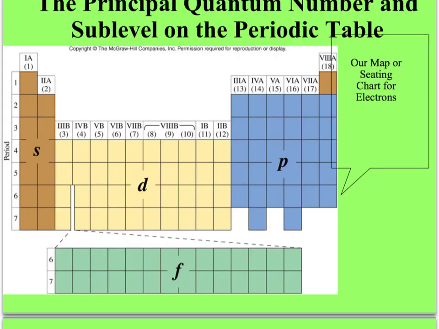Okay, if you look here, this is showing you those different orbitals that we just talked about. This is like our map or seating chart for the electrons. So you'll see there in the first two columns are the S's, and then all the transition metals are the D's, and then over to the right of the transition metals is going to be your P orbitals, and then the actinide and lanthanide series down at the bottom are going to be your F orbitals.